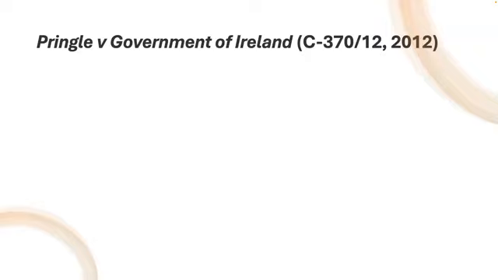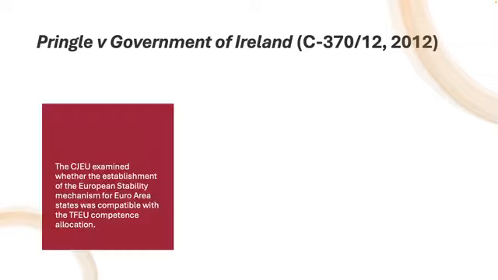A final thing I want to mention in this lecture then is looking at an illustrative example of a case. So this is a case from the European Court of Justice. I might go back and just have a look at some other elements just before we finish as well, but in this case, fundamentally, the Court of Justice of the European Union examined whether the establishment of the European Stability Mechanism, the ESM, for euro area states was compatible with the competence allocation that you find in the Treaty on the Functioning of the European Union.